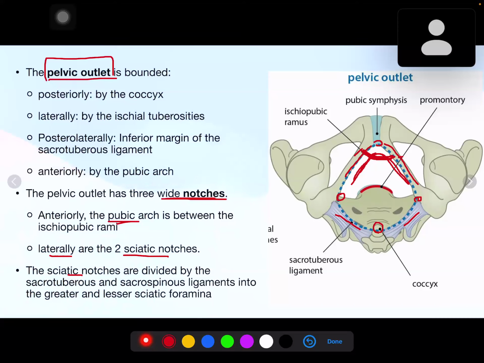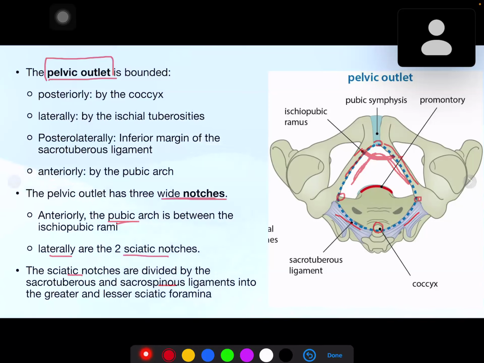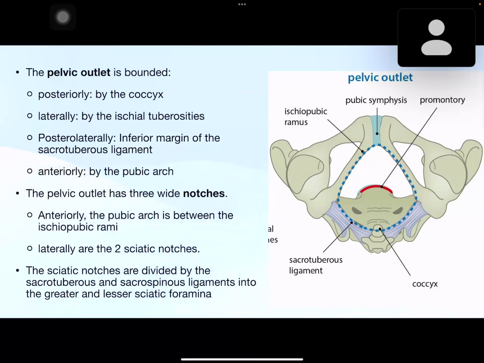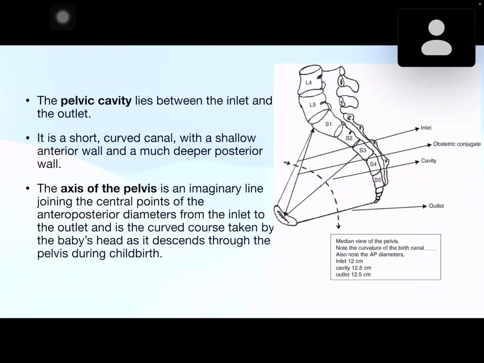Now the sciatic notches are divided by these ligaments into the foramina. We discussed it previously. So these are the boundaries of the very important pelvic inlet and outlet. They can ask you what makes the anterior boundary of the pelvic outlet, or what makes the posterior boundary of the pelvic outlet. So these boundaries are very important, pelvic inlet and pelvic outlet.